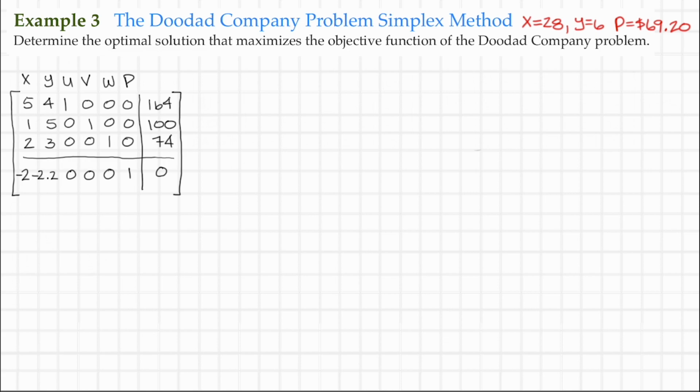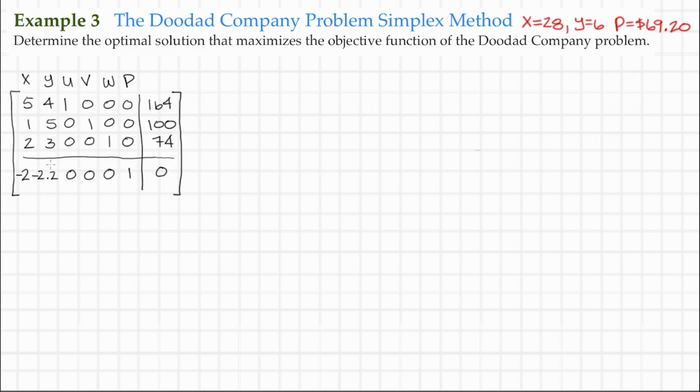Now just a couple of things to point out here. We have these unit columns right here for each one of the slack variables and for the objective function here. These values are known as basic elements, basic values. We want to change the non-basic ones. Those are the ones over here, the x and the y. These are the ones that we're going to change into unit columns.